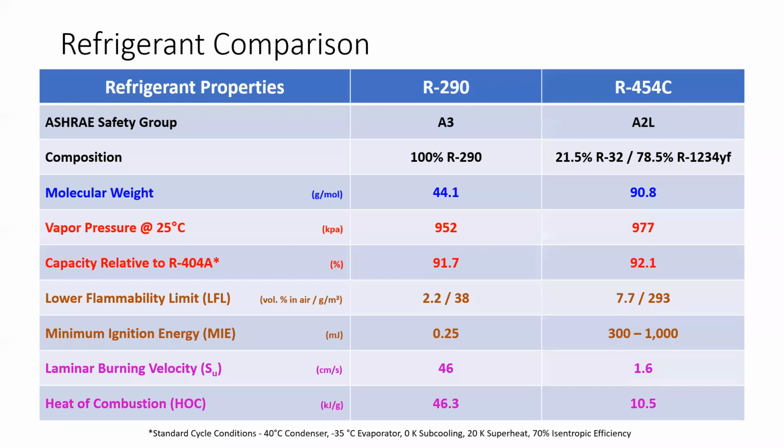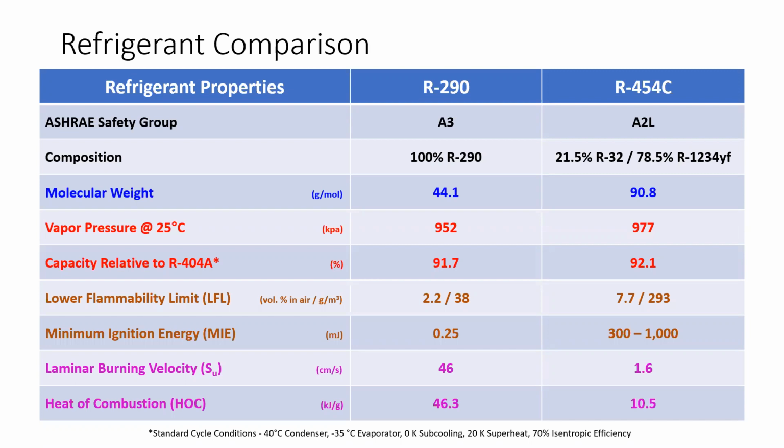So this is a quick comparison of the refrigerant properties. We have R290, our representative A3, and R454C, our representative A2L. One of the first properties I want to point out, highlighted in blue, is the molecular weight. The molecular weight of R454C is roughly twice that of propane. This has an impact on refrigerant charge sizes, but it also has an impact on how the refrigerant disperses into a space once you have a leak.